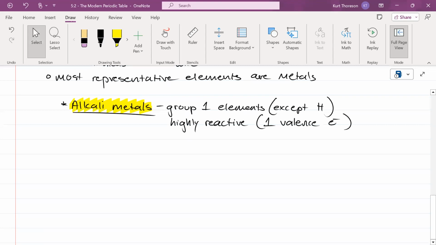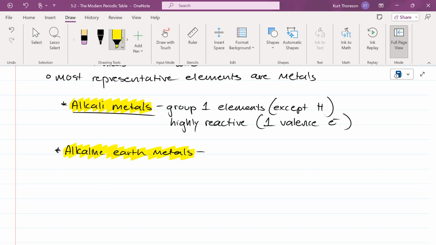Okay. Next is going to be the alkaline earth metals. These are all group two elements, and that would include beryllium, magnesium, calcium, strontium, barium, and radium. How many valence electrons do all the elements in group two have, the alkaline earth metals? They have two valence electrons.